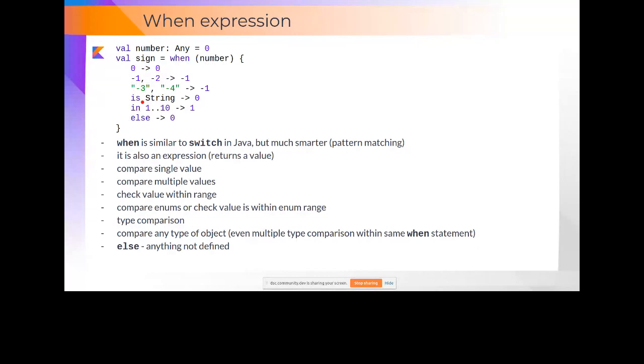And if none of the conditions were fulfilled, then of course we have an else branch, which is the default execution block. And one small note here that we use this Any. Basically, this is the Object equivalent in Java. So Any is the type that sits at the top of the type hierarchy, and every type is also an Any type.